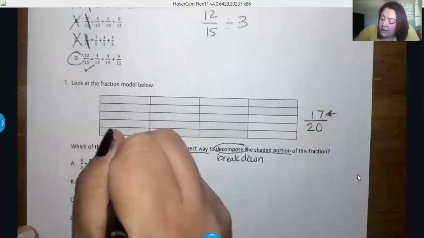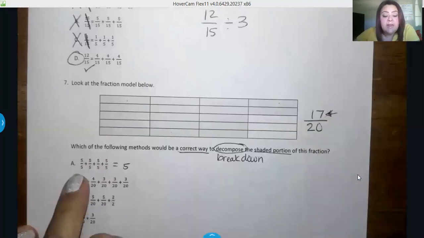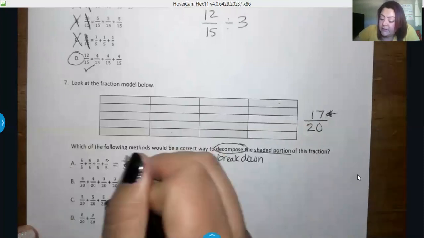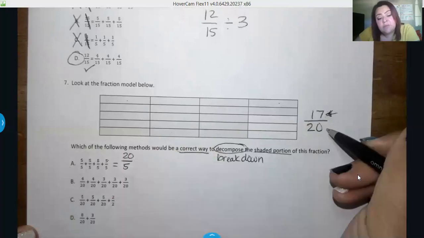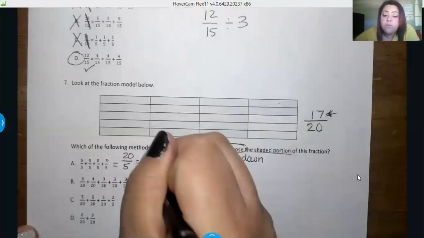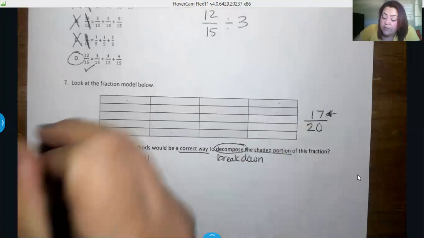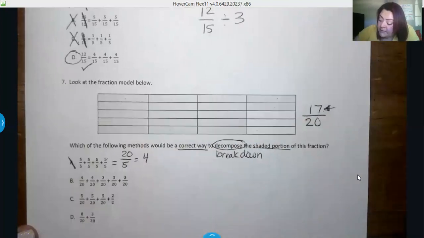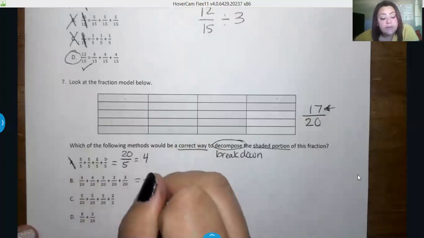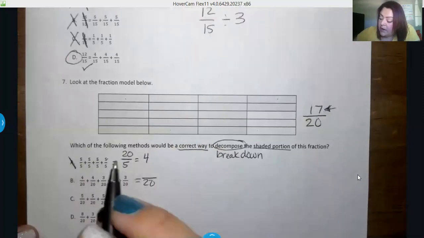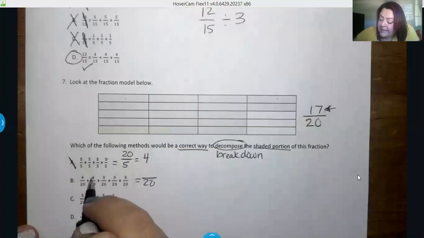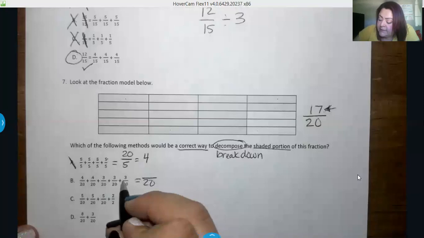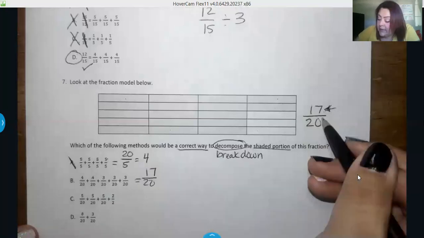So first of all, my denominator is 5 for A. I have to leave it that. I add the top: 5, 10, 15, 20, 25. That is not the fraction I'm looking for, because that actually is going to equal 4 wholes. So A is not what we're looking for, okay? B, I've got a denominator of 20, which is what I'm looking for. And then we're going to add our top. So 4 and 4 is 8, 9, 10, 11, 12, 13, 14, 15, 16, and 17. Does it match? Yes, this matches.